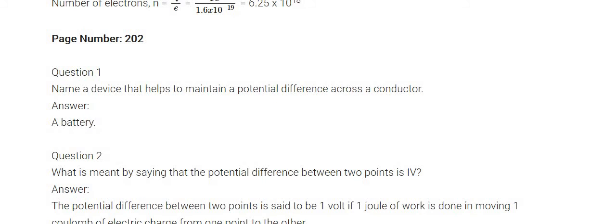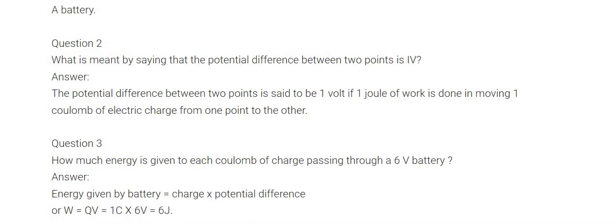Let's move further, page number 202. Question number 1: name a device that helps to maintain a potential difference across a conductor. As we know, we use a battery to maintain the potential difference across the conductor in the circuit.